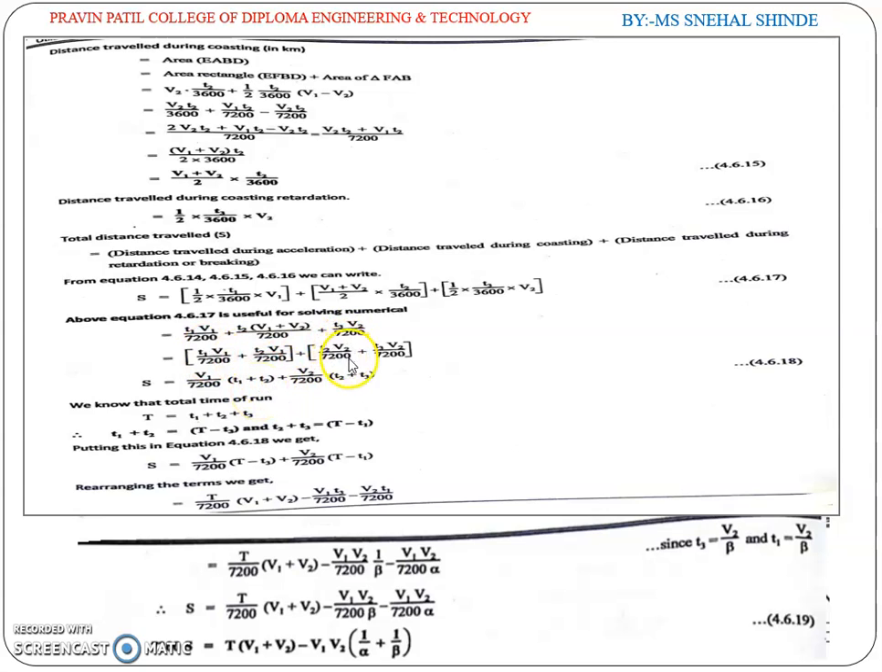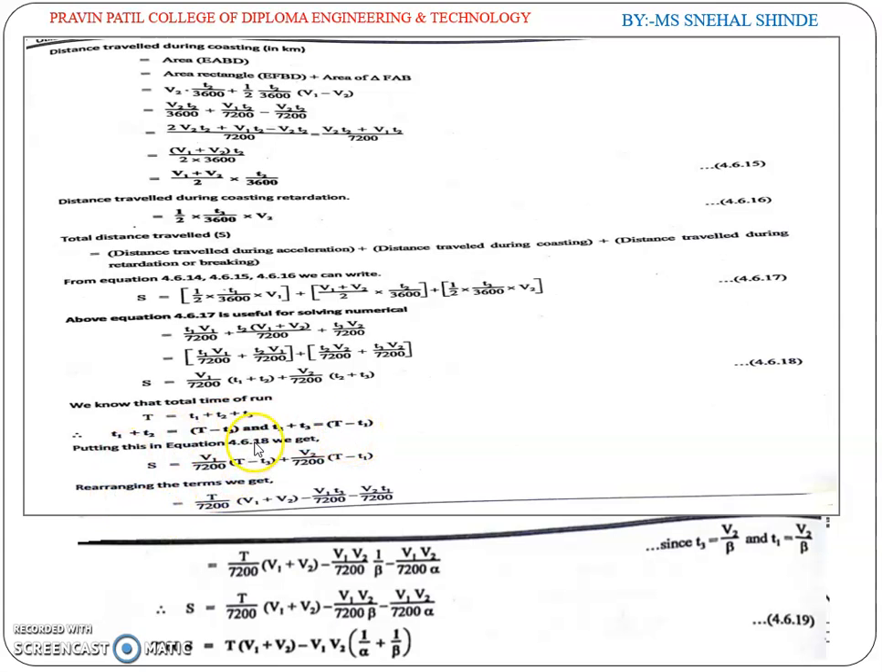Similarly, here V2 by 7200 we will take common, and in the bracket T2 plus T3. So like this we will write the equation, and now we know that the total time of run, that is capital T, is equal to T1 plus T2 plus T3. So as we know, T1 plus T2 equals T minus T3, and T2 plus T3 equals capital T minus T1.